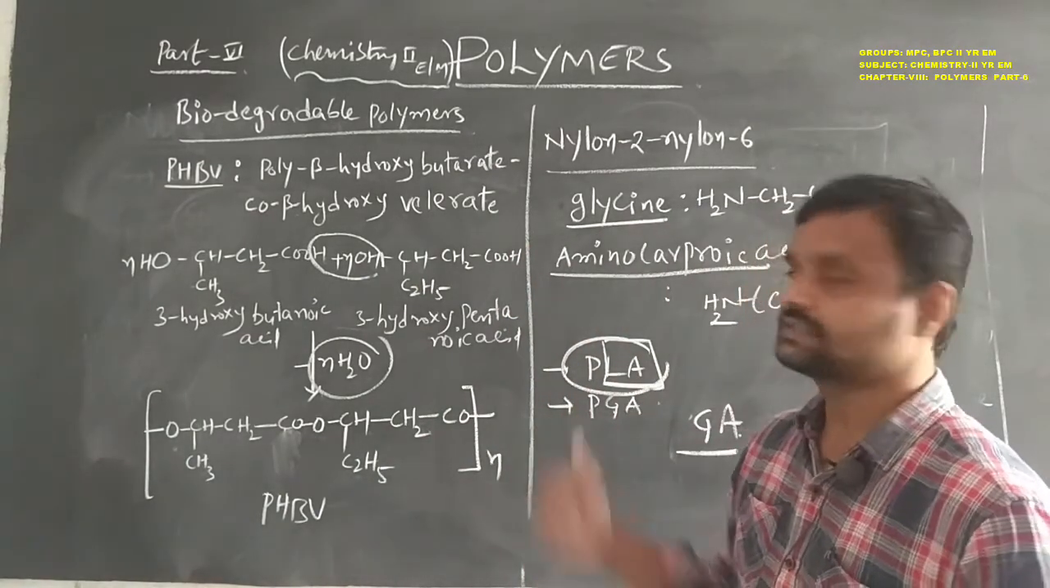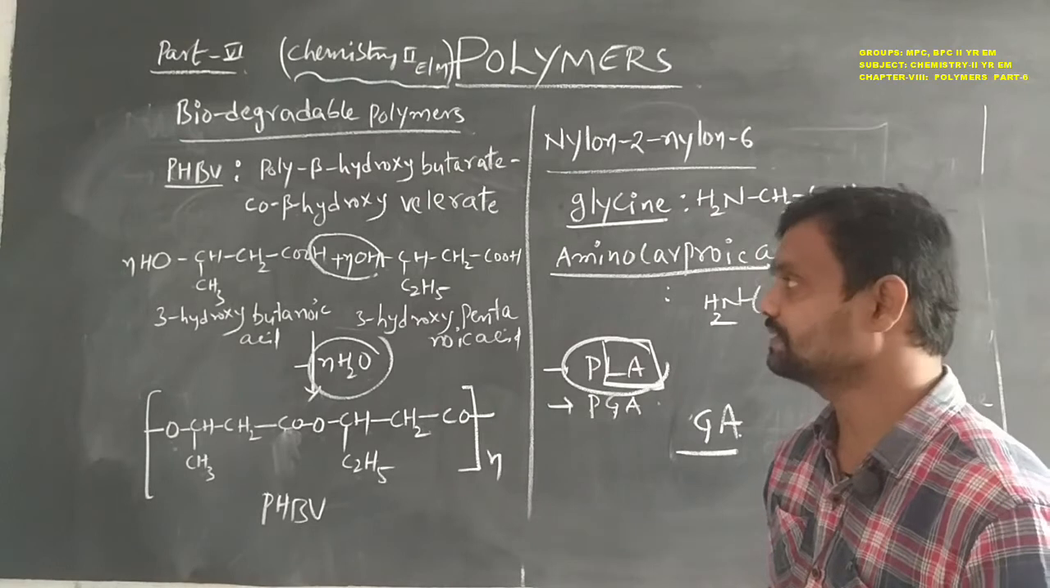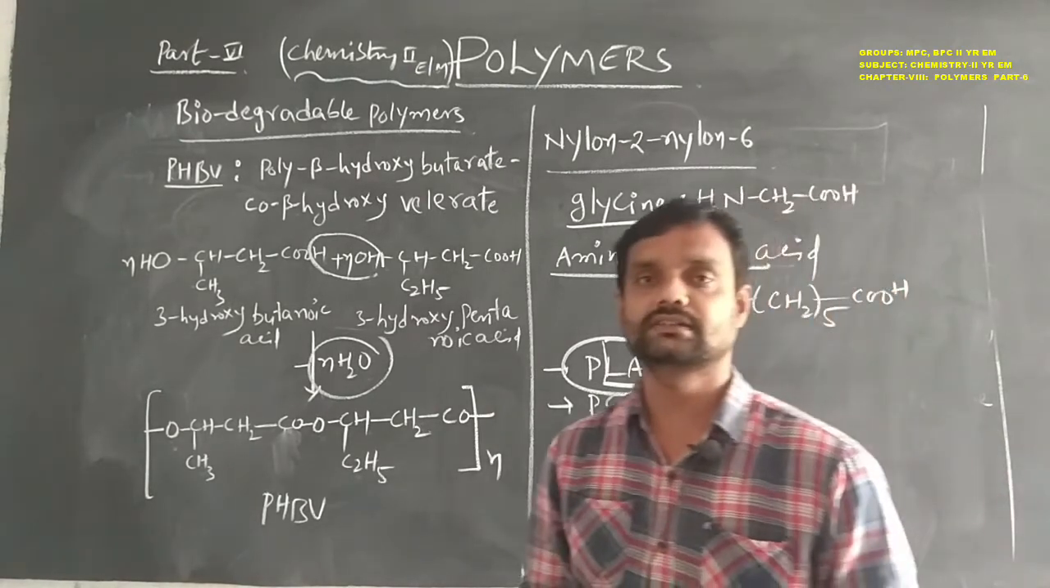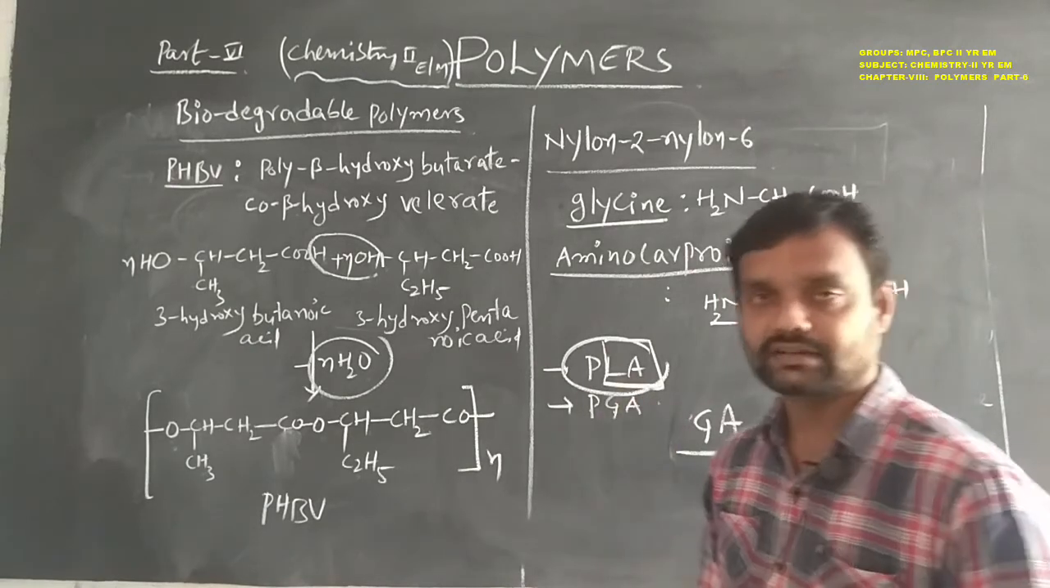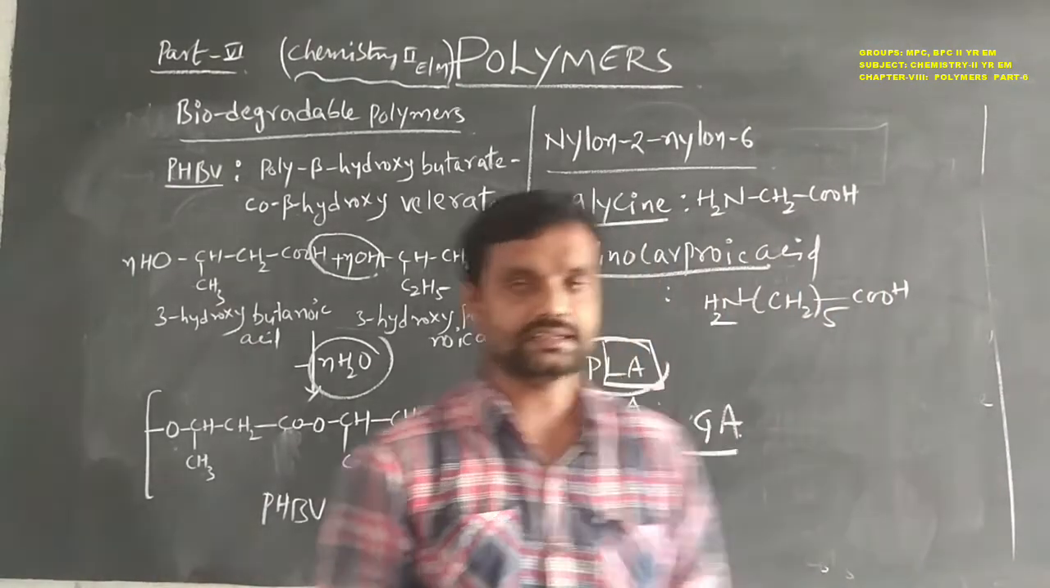They are PHBV, poly beta hydroxybutyrate-co-beta hydroxyvalerate; another one is nylon 2 nylon 6; polyglycolic acid; and polylactic acid.